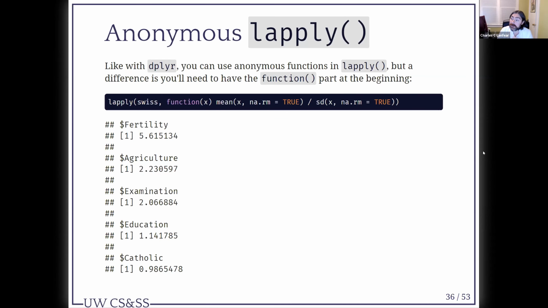If you want to run an anonymous function like this in lapply, sapply, or apply, you actually have to specify that it's a function first. You've got to do it like this. If I want to run that function on the Swiss data set, I'd say lapply Swiss, specify I'm creating a function of x, then I say mean of x over SD of x, and it does the exact same thing the dplyr one did.